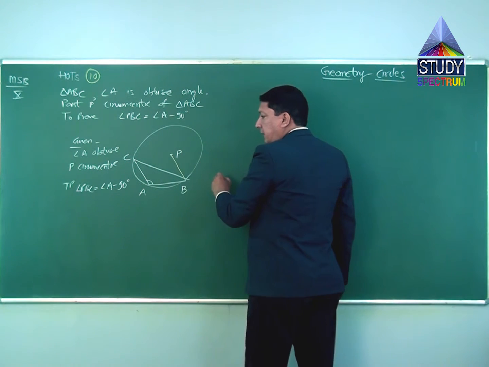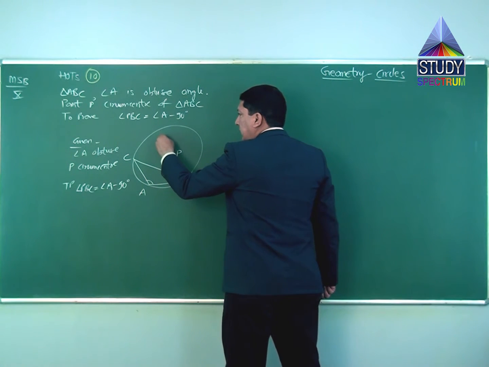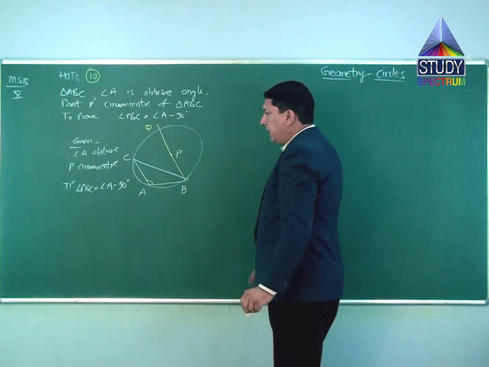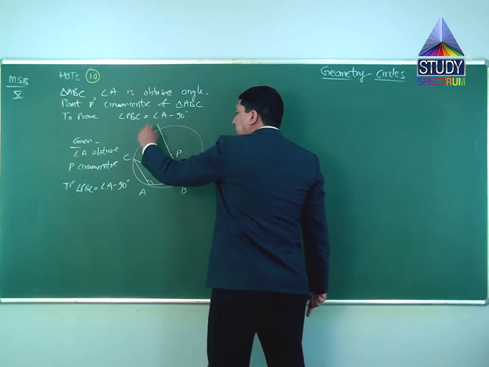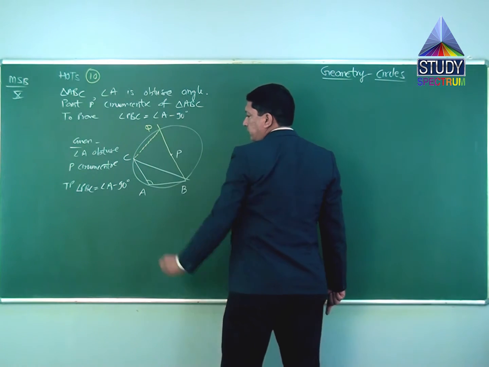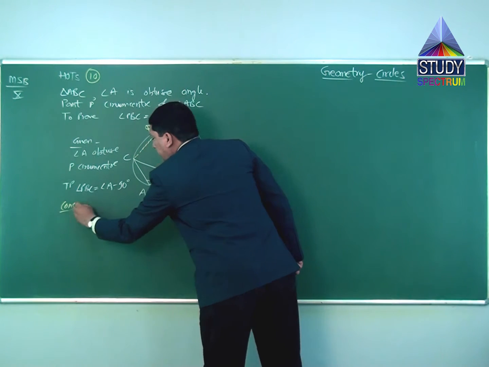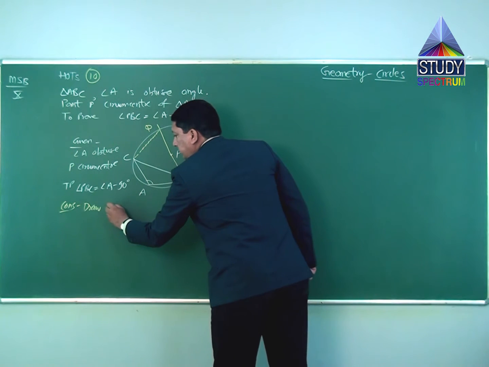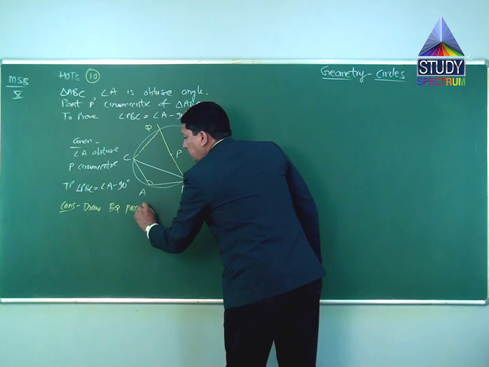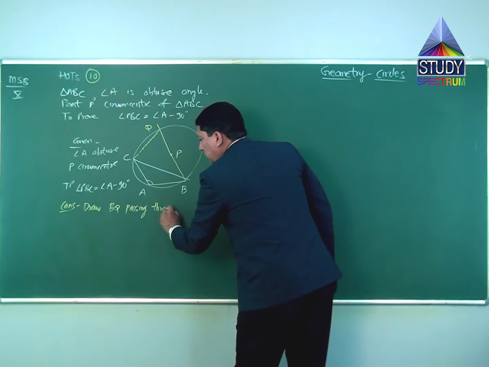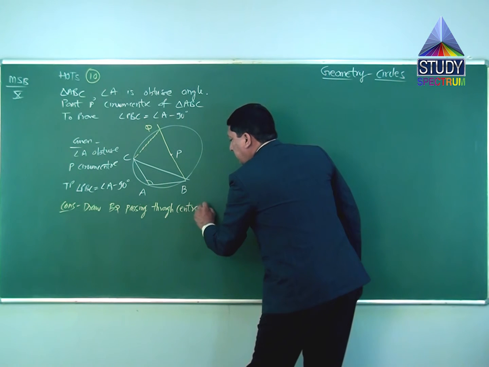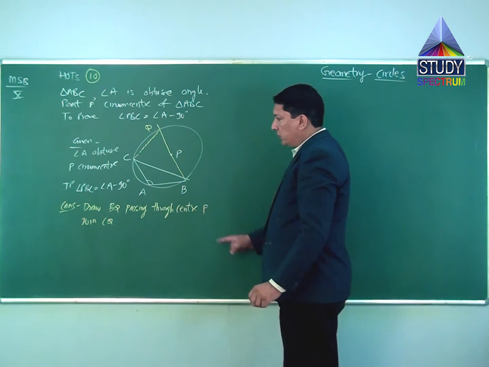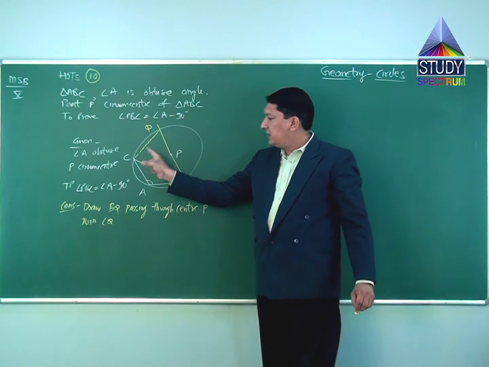I am joining BP, plus I am extending this so that this line meets circle, say at point Q. Right, at point Q. Also, I am joining CQ. So construction: draw BQ passing through center P, join CQ. So two constructions I have done, straight line drawn, this line joined.